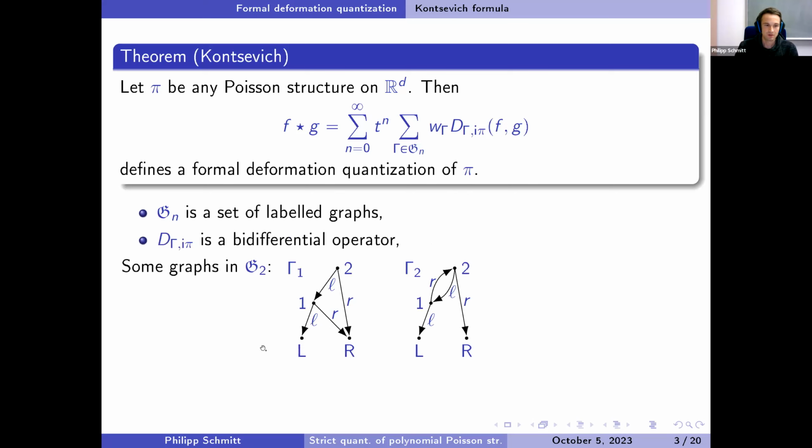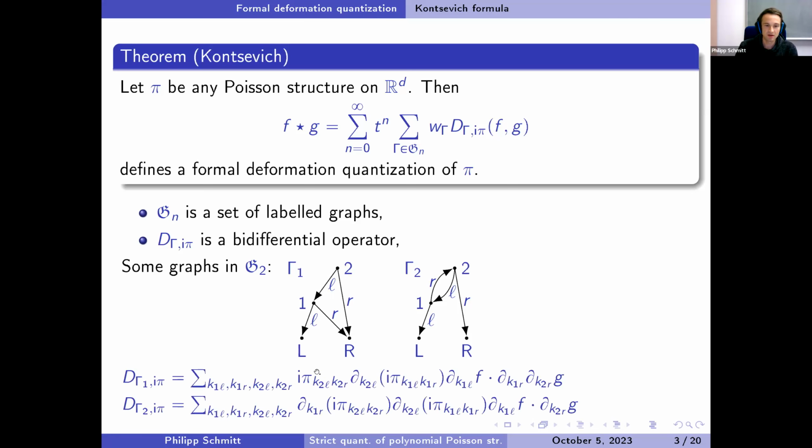And well, the d gamma I pi, those are now bidifferential operators that depend only on the graph and the Poisson structure at hand. And we basically obtain them by placing f at the left vertex, g at the right vertex, I times the Poisson structure at all the other vertices. Each vertex should have 2 outgoing edges. They become indices of this Poisson tensor, and the incoming edges become derivatives and take derivatives of either the Poisson structure or the arguments f and g that we've placed at the left and the rightmost vertex.